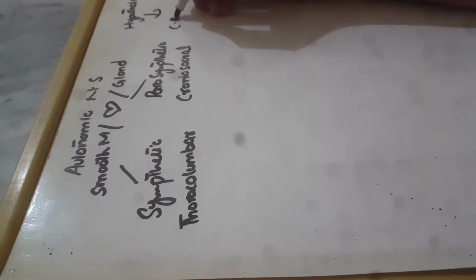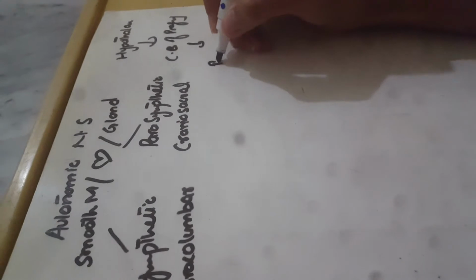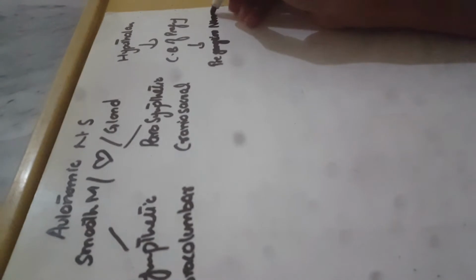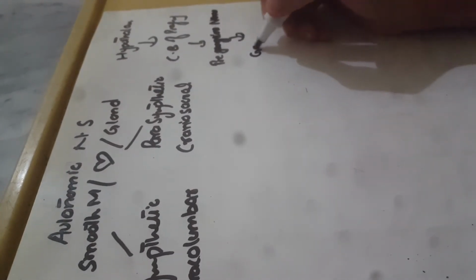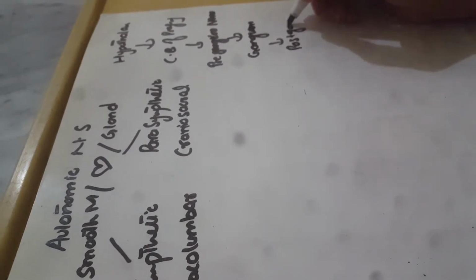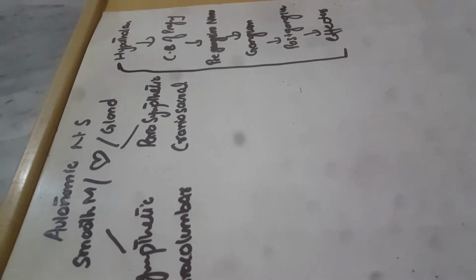Now, the basic pathway through which the autonomic nervous system passes to its effector organ is: first the action comes from the hypothalamus, then the cell bodies of the preganglionic neuron, then the preganglionic neuron, then it comes to the ganglion, and then to the postganglionic neuron, and then to the effector organ. This is the basic pathway of all the autonomic nervous system, right?